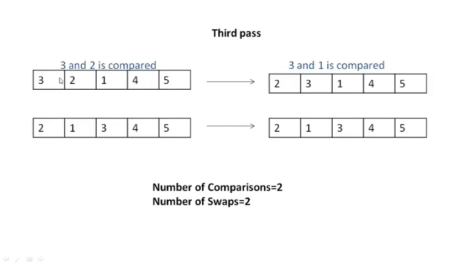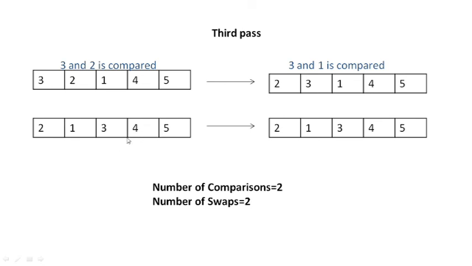In the third pass, 3 and 2 will be compared. 2 is smaller, so 2 will take the place of 3 and 3 will take the place of 2. And then again 3 and 1 will be compared. 1 is smaller, so 1 will take the place of 3 and 3 will take the place of 1. Now are we going to compare 1 with 4? Let's first compare 3 and 1. We have compared here 3 and 2, so 2 and 3 got swapped, but we haven't compared 3 and 1. After comparing these two values, we got 1 and 3.